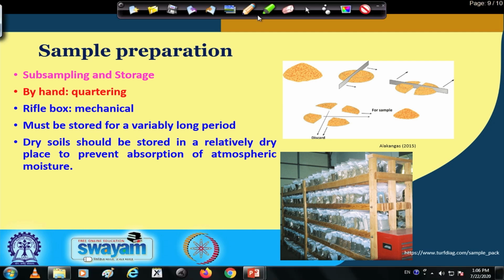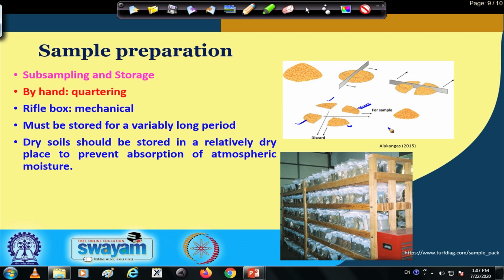In the quartering process, you can see that first we make a heap of the soil after we sieve it. It forms a cone, and after we form a cone, we make it into 4 quadrants. The opposite quadrants are discarded, as you can see here. By discarding the opposite quadrants, you keep the remaining 2 quadrants and then mix them together. By using this method, you can reduce the sample size for efficient storing.